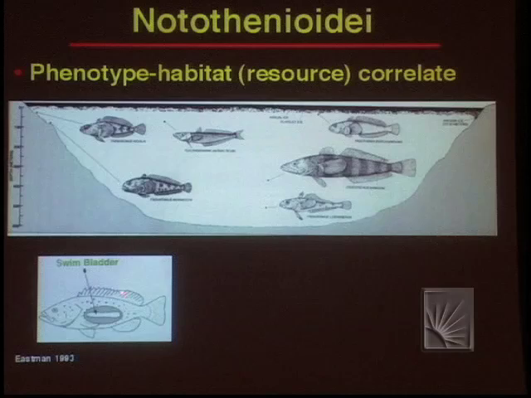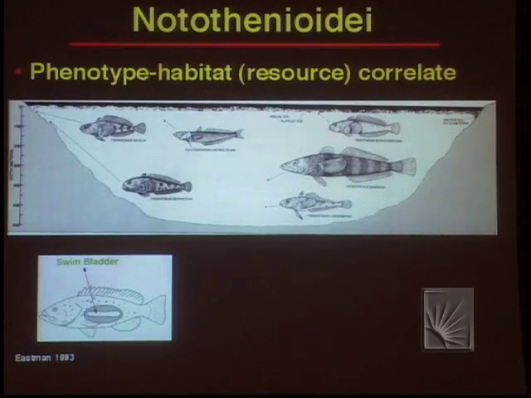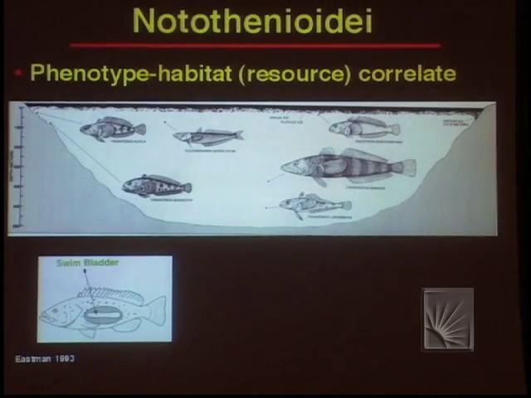One thing is that most teleosts, or actually most ray-finned fishes, regulate their buoyancy by having an air bladder, which is homologous to our lung. Basically, our lung is actually the primitive condition. The air bladder is the derived condition. However, Notothenioids completely lack a swim bladder.